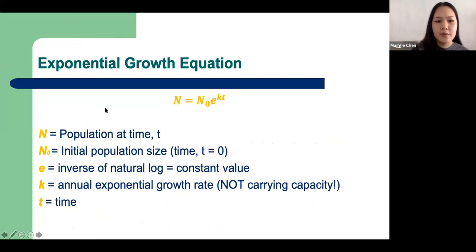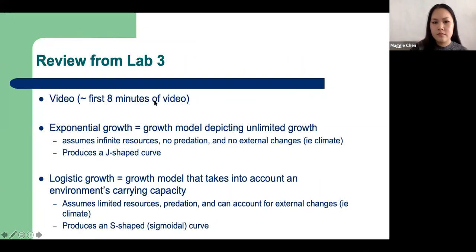So that was just a really good intro back into how we can look at exponential growth in a different way, through this specific type of equation that we saw, which I will go over right now. So if we're going back to cover what we looked at from lab 3, we went over exponential growth, that growth model depicting unlimited growth where there's unlimited resources, food, water, space, and no predators and such, which produce that J-shaped curve.